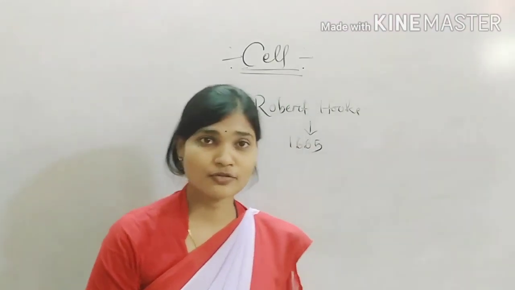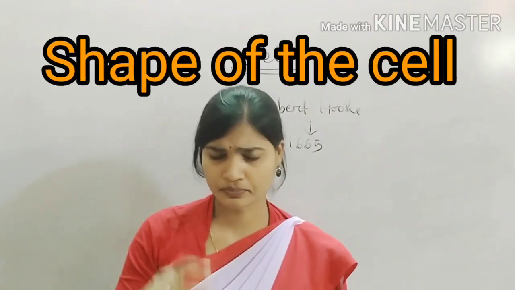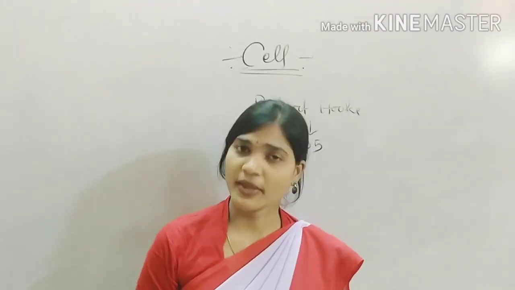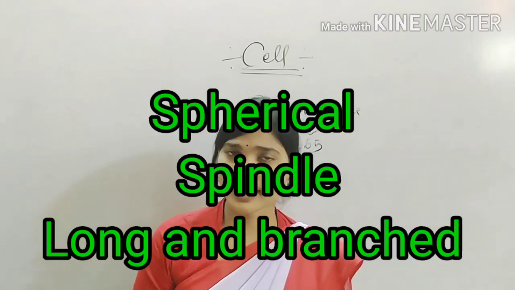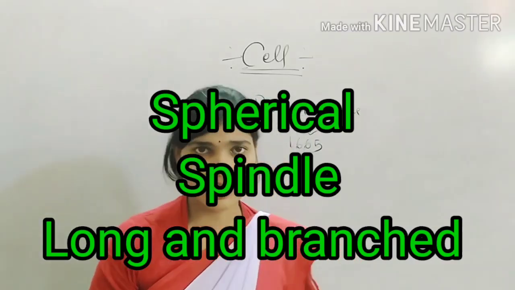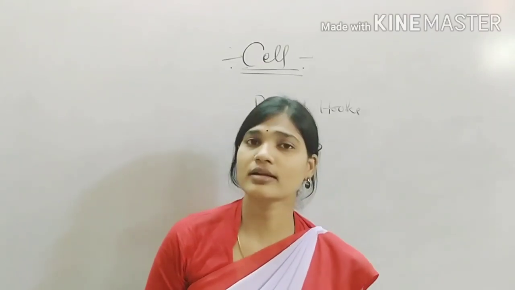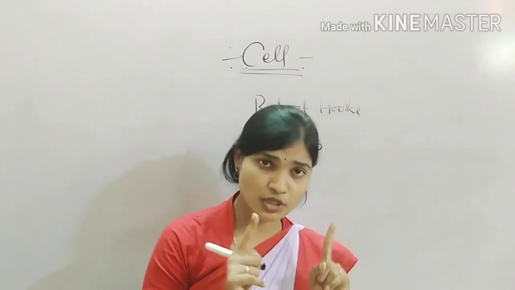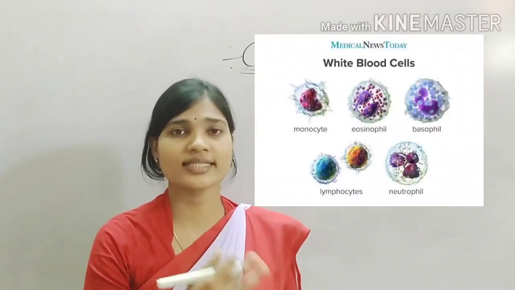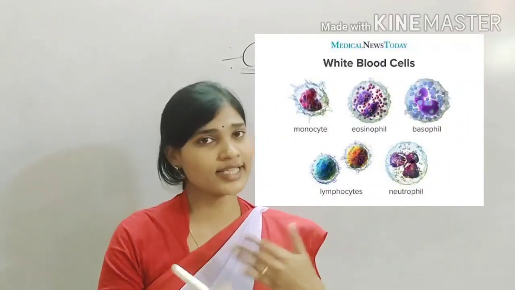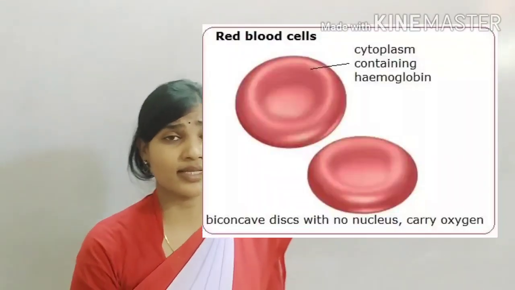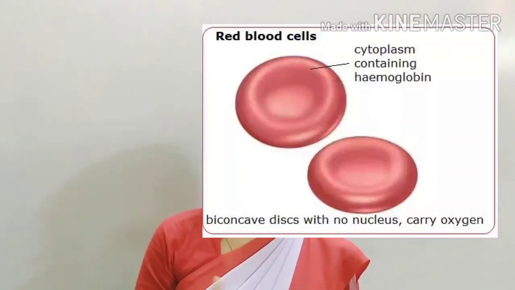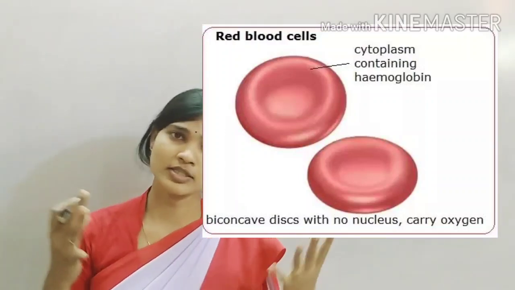Okay. After that, we discussed the shape of the cell. We know that there is a variety of cell shapes, like spherical cell, long and branched cell, spindle cell, etc. In our body RBC is present and WBC is also present. But here you have to remember that WBC can change its shape. WBC always changes its shape. But the shape of the RBC, that is red blood cell, is spherical. So RBC is a spherical cell.